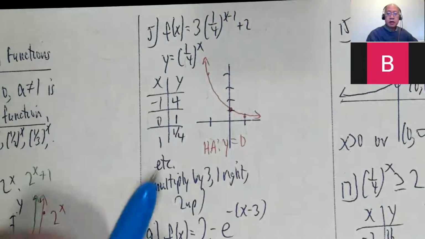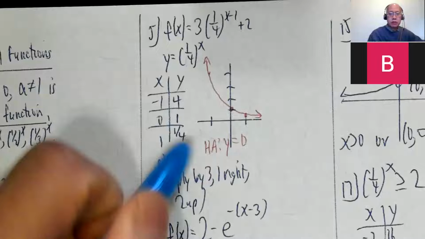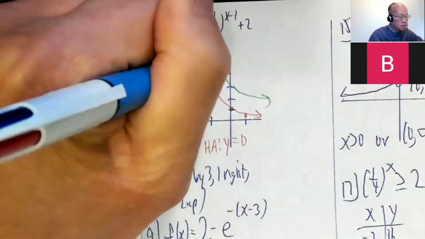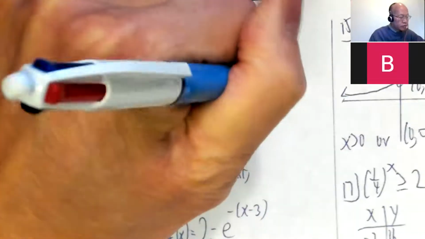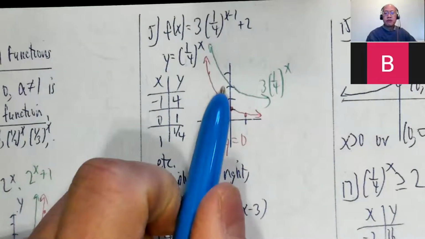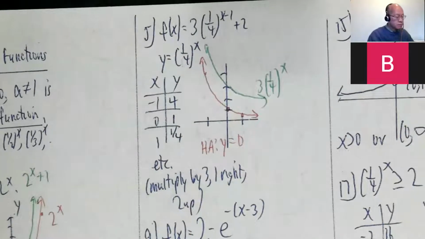I'll go ahead and give you the next part. See, the multiplication by 3 means (0, 1) becomes (0, 3). I'll give you that much. I'll go ahead and draw this in. So there's 3 times 1/4 to the x. Now just move 1 right and 2 up. And you take it from there.